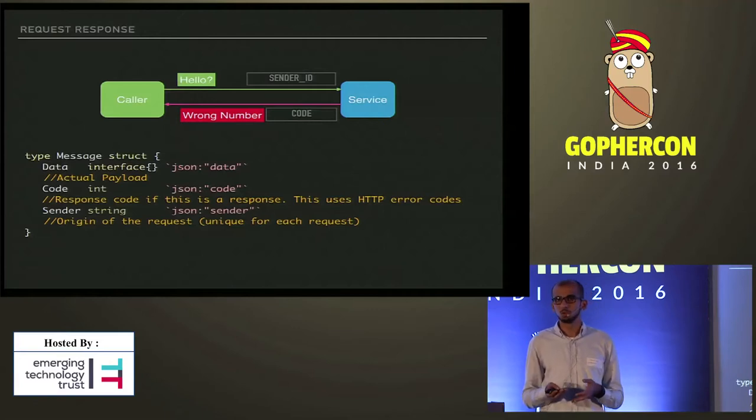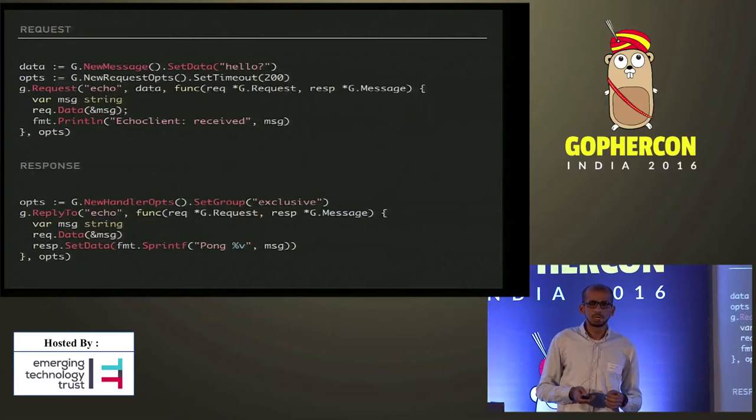So if it's 200, we mean everything is working all right. If it's anything greater than or equal to 400, then something is going bad. Sender ID. To exclusively identify each message, there is a UUID called sender ID, which is attached to every message here. A typical request response pattern would look like this.